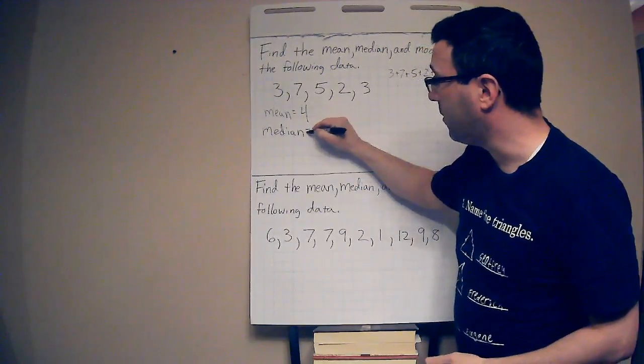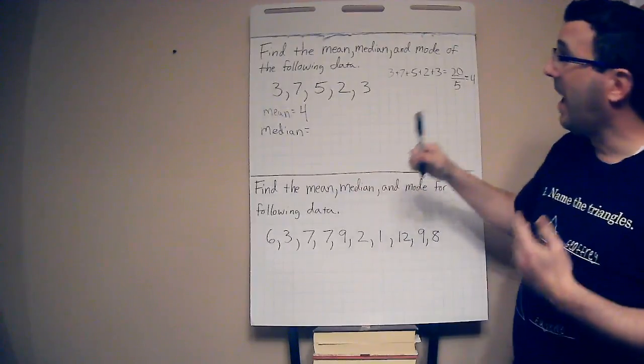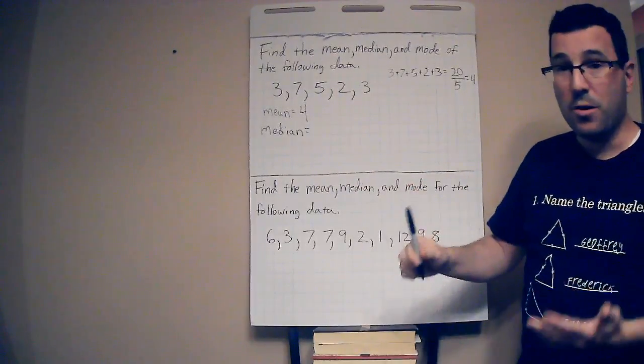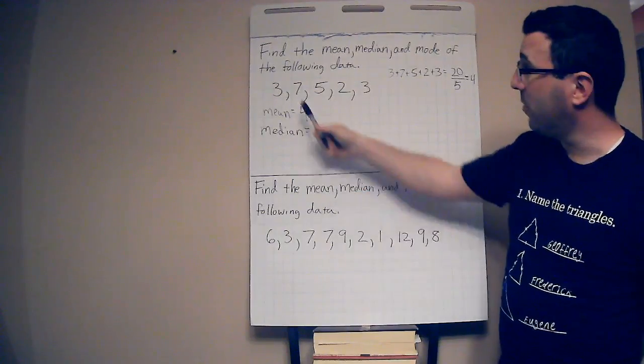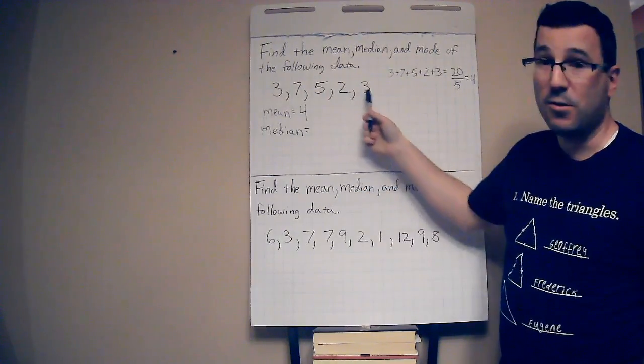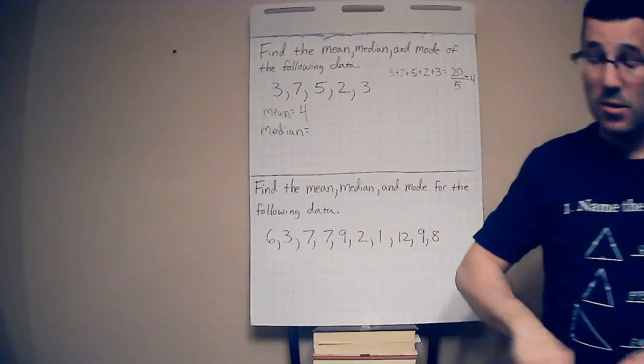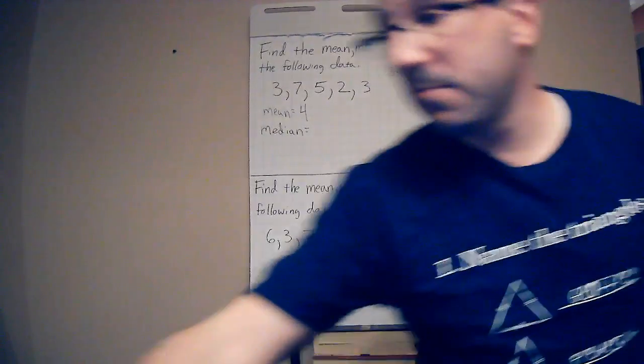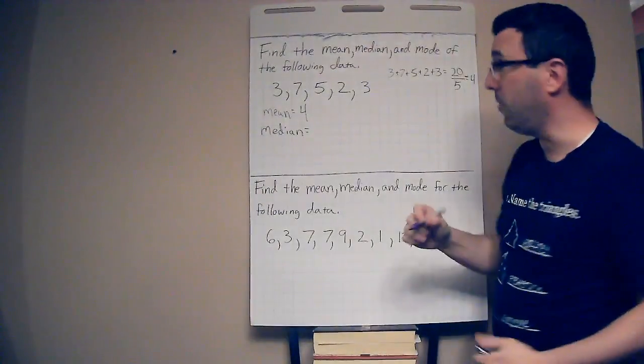The next one, the median, is the middle value. Now, here's the thing. Your data has to be put in order. Notice, 3, 7, 5, 2, 3. This is not in order. So I have to rewrite this so that it is in order.